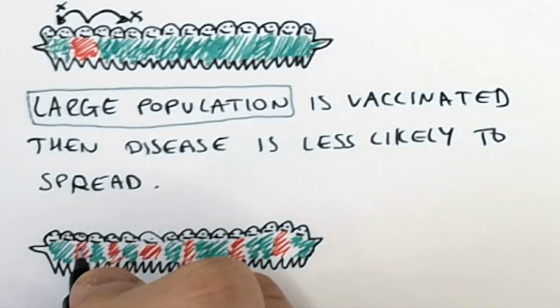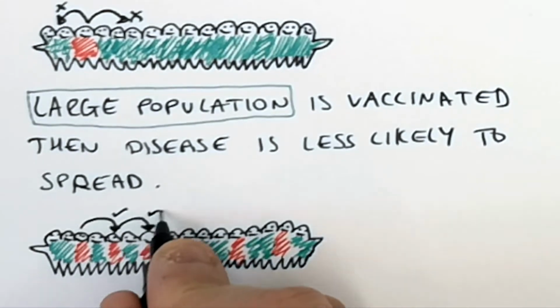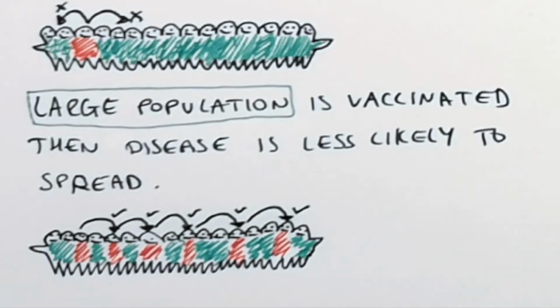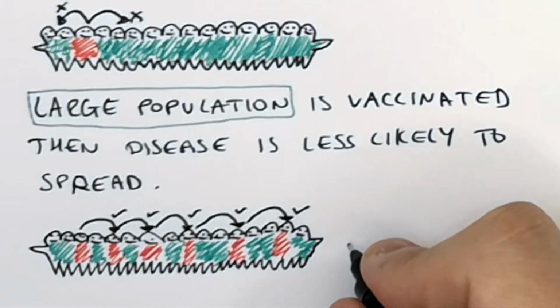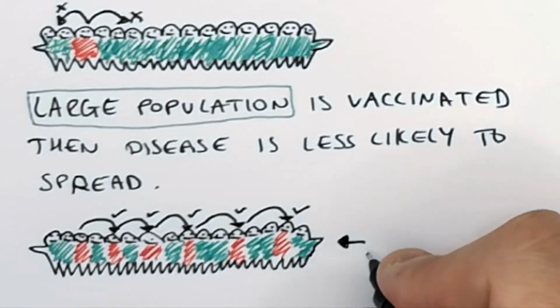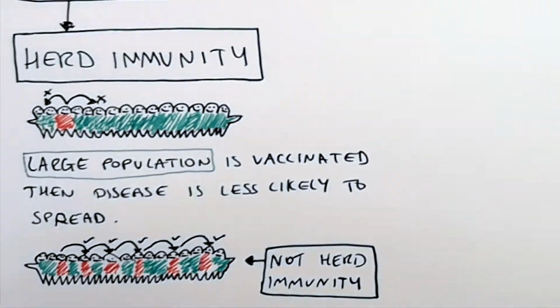So you've controlled the spread of the disease. In comparison to the bottom diagram, if one person gets it, that means that they can spread it to a far larger number of people who have not been vaccinated. So it's very important to vaccinate as many people as possible within a population, aiming for 100%, because the top is herd immunity and the bottom is not herd immunity because too many people have not been vaccinated.